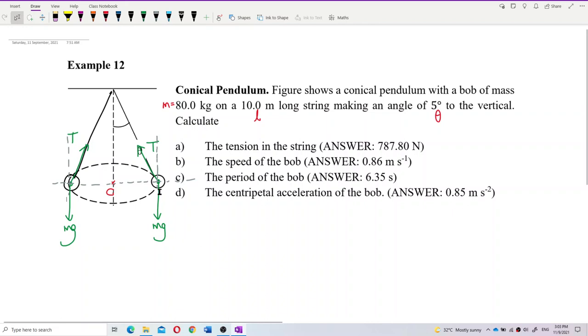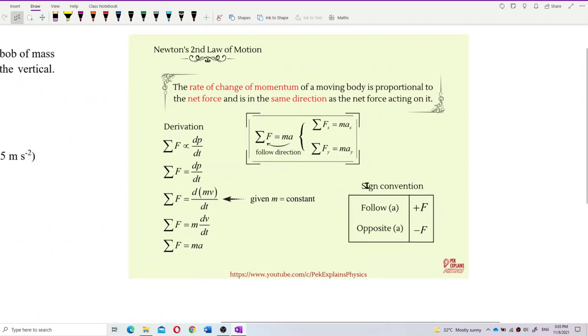If the ball is at the right hand side, where is the centripetal acceleration direction? Towards the center of circle, but the center of circle is at the left hand side of the ball. So the centripetal acceleration is to the left of the ball. So it's positive here, positive follows the acceleration. Following Newton's second law, follow acceleration is positive force, opposite is negative force.